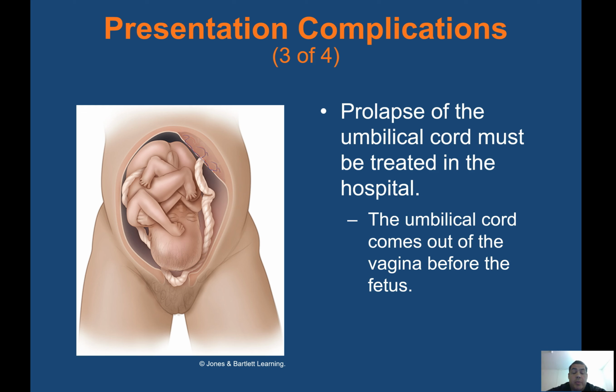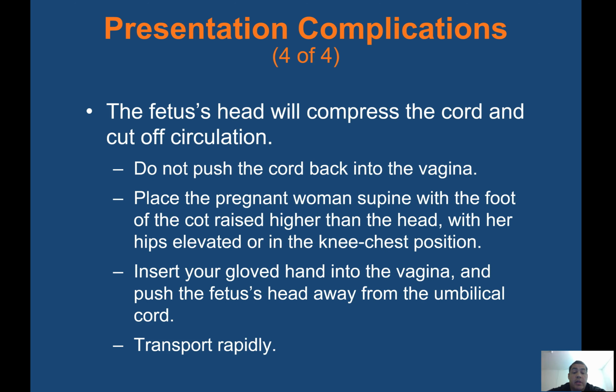Prolapse of the umbilical cord must be treated in the hospital. The umbilical cord comes out of the vagina before the fetus. The fetus's head will compress the cord and cut off circulation. Do not push the cord back into the vagina. Place the pregnant woman supine with the foot off the cot raised higher than the head, with her hips elevated or in the knee chest position. Insert your gloved hand into the vagina and push the fetus's head away from the umbilical cord. Transport rapidly. So remember, don't push the umbilical cord back into the vagina. Just insert your gloved hand on the fetus's head and try to keep it away. Get pressure off that umbilical cord.